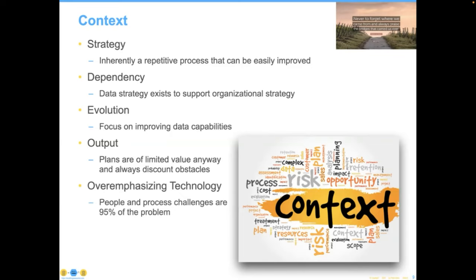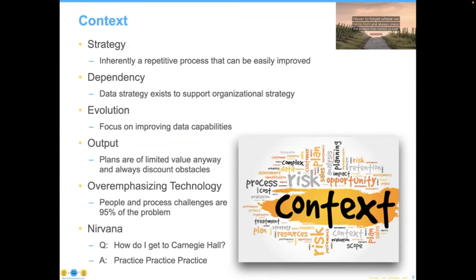Lots of plans also overemphasize technology. And I think one of the things that Sean said in particular is that there's a lot of things that we can do that will knit together many other things. So we'll come back and revisit that at the end. The last one is a musician's question: how does one get to Carnegie Hall or Nirvana or wherever one is trying to get to? And the answer is practice, practice, practice.